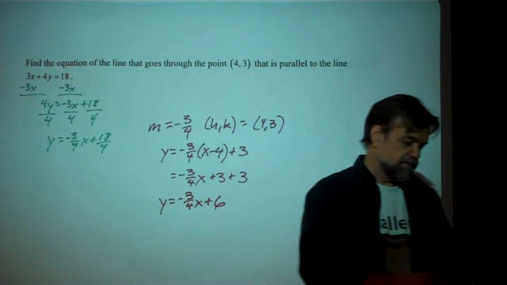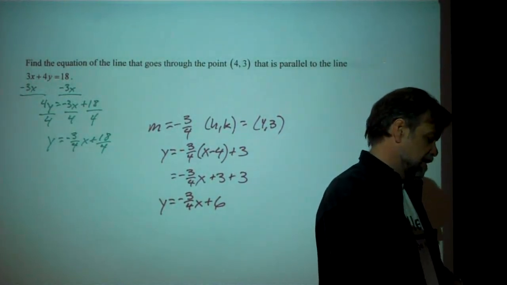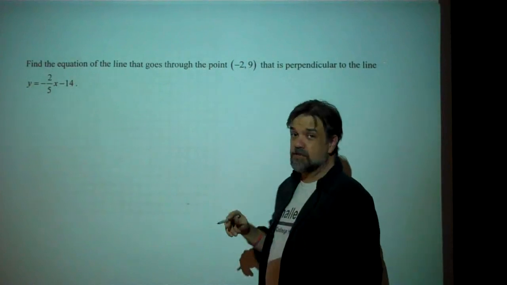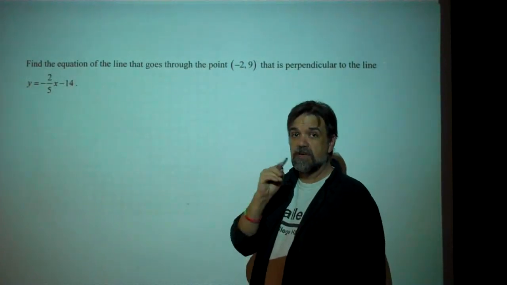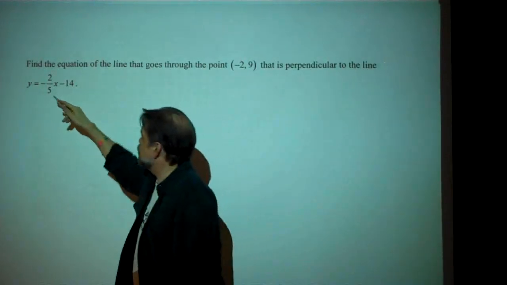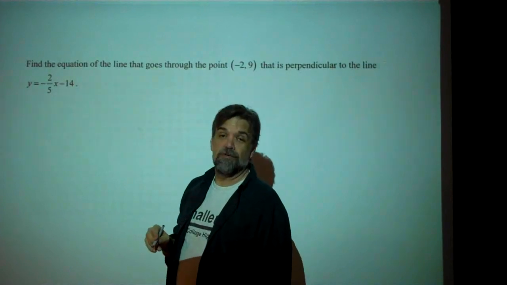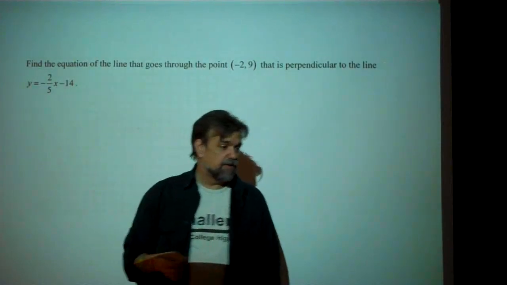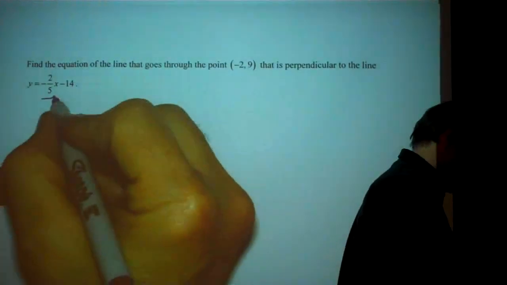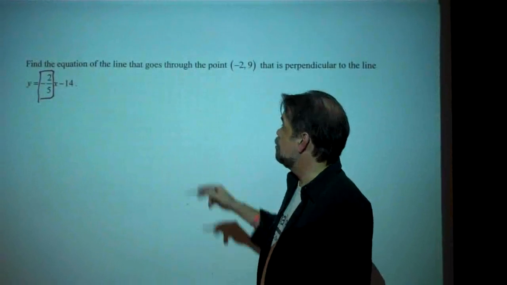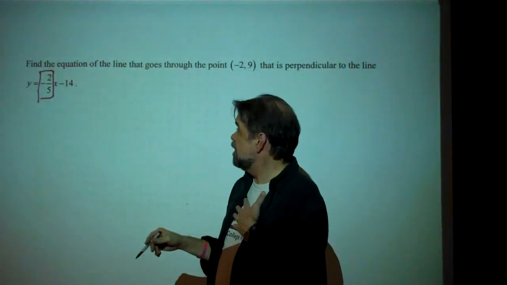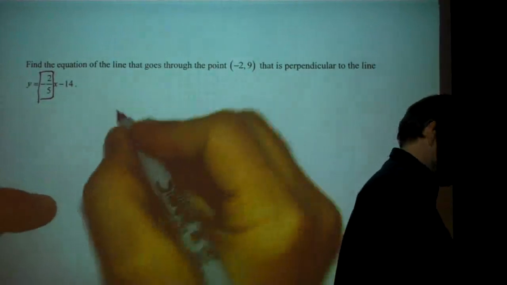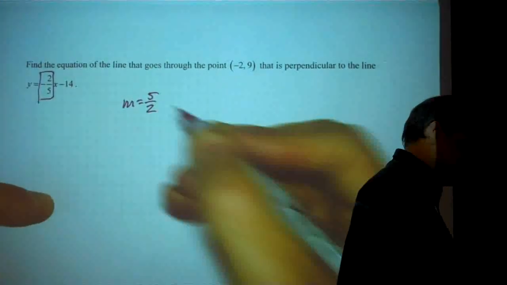Okay. One last problem to solve. This time we have, find the equation of the line that goes through the point negative 2, 9 that is perpendicular, okay, perpendicular means the slopes are going to be negative reciprocals of each other, to the line y equals negative 2/5 x minus 14. Well, fortunately, this time I have my equation written in slope-intercept form, so I can very quickly look at this and say, hey, there's my slope right there. That's the slope of the original line, so the slope of my perpendicular line is going to be positive 5 over 2.